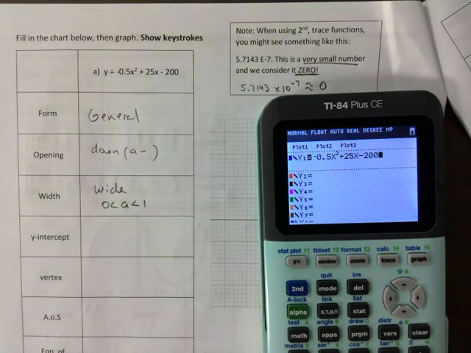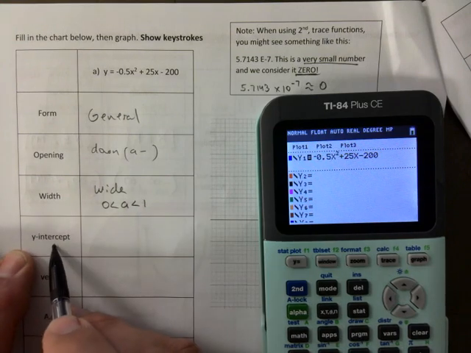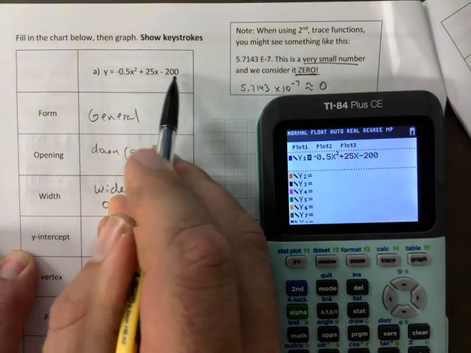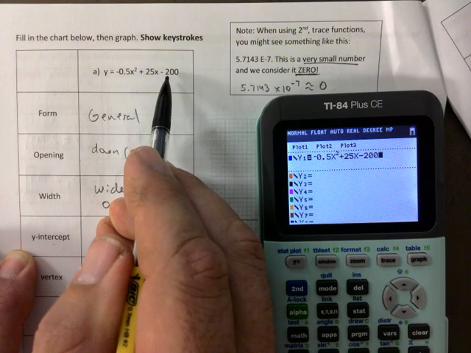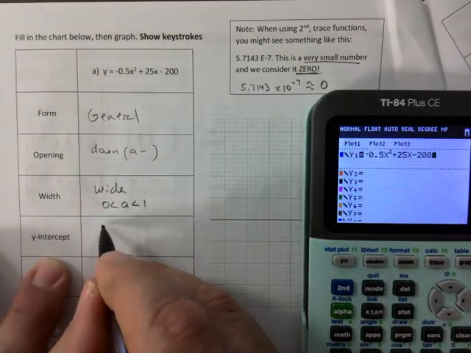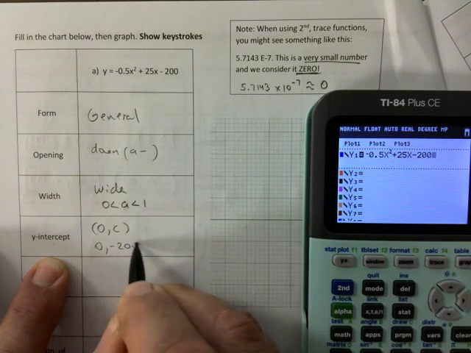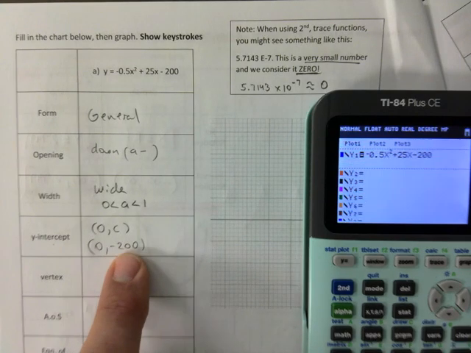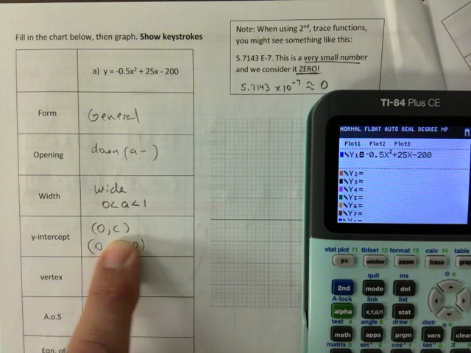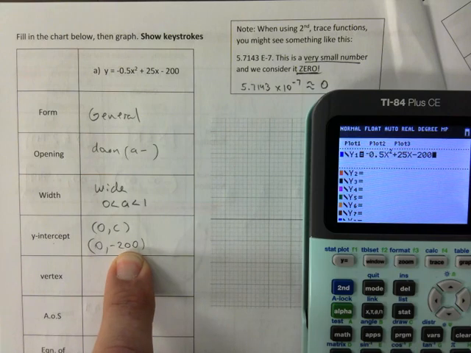What form is it? The form is general. And here is where we're going to start getting into a little bit of calculator analyzing. Do we know the y-intercept just by looking at it? Yeah, it's 0, negative 200, right? Negative 200? Whoa, right? Let's just say 0, c. So it's 0, negative 200. That's very small, right? Like it's way down the y-axis, way down. Will our normal window show us that? So it's pointing down and the y-intercept is way down there. We're going to have to do some changes to our window.